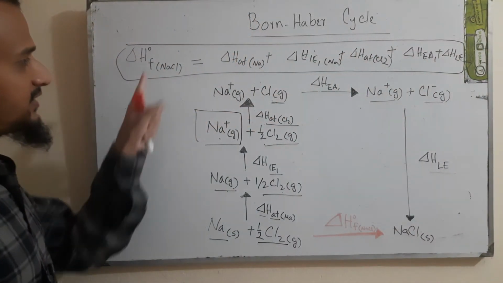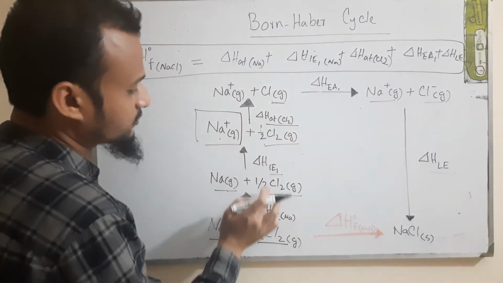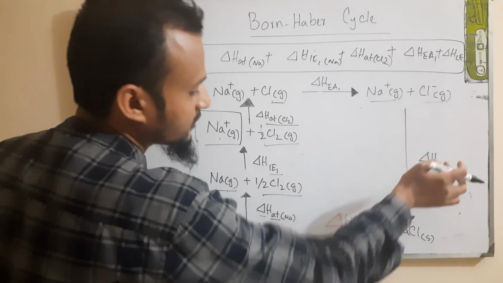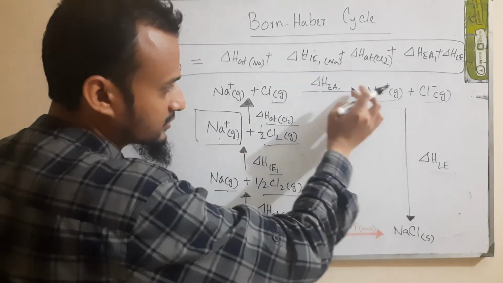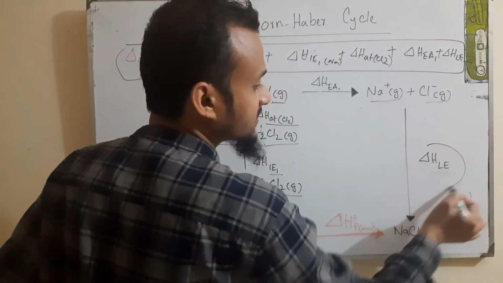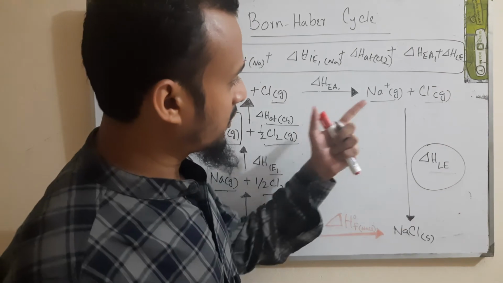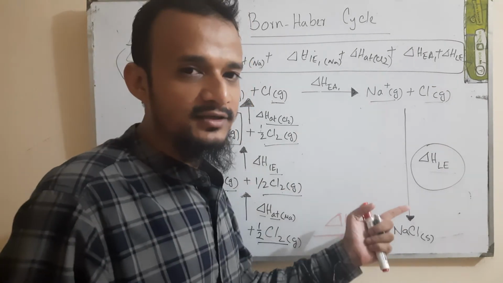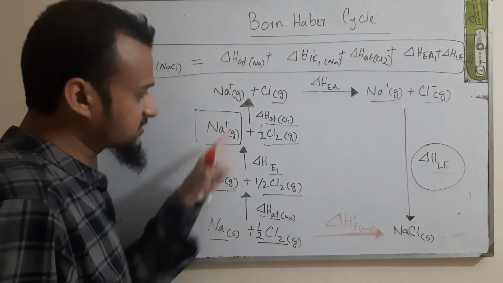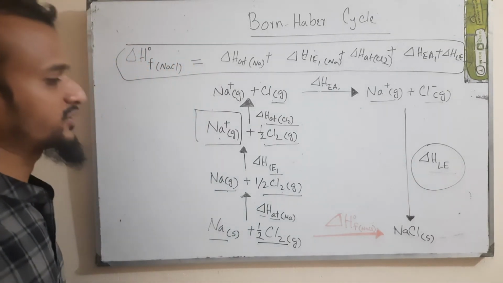Now, if you know all of these values, from that you can easily calculate the lattice enthalpy without having to do it practically. You can actually do this, and you can find this one. It's so easy. Now here is the question.